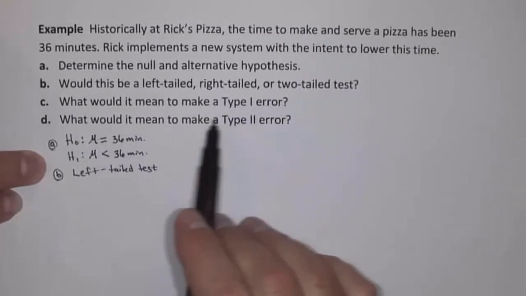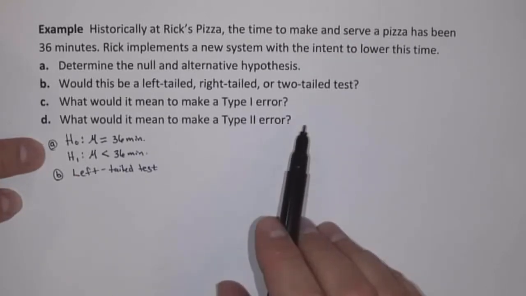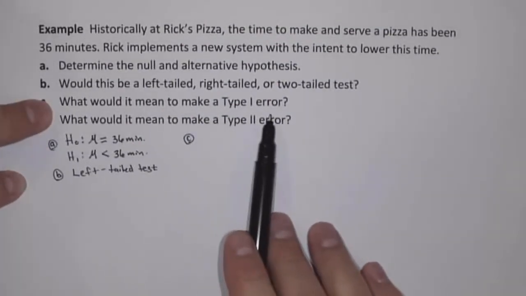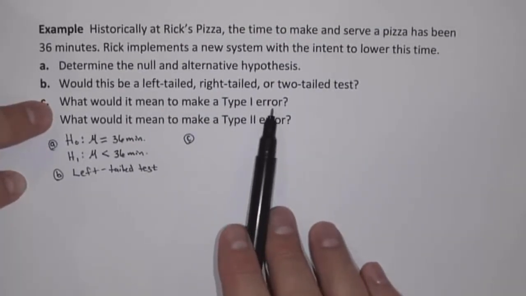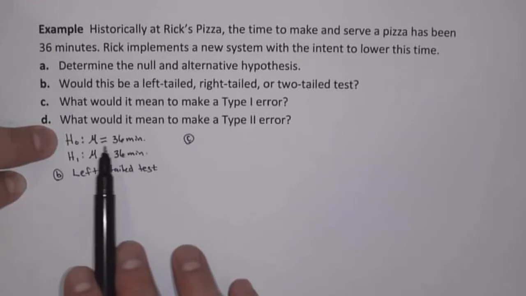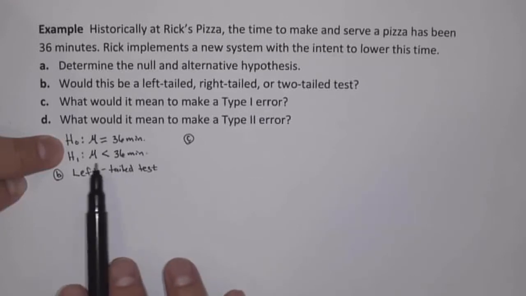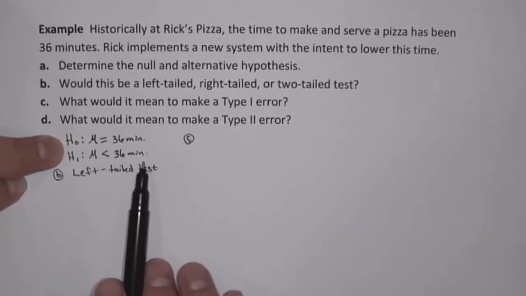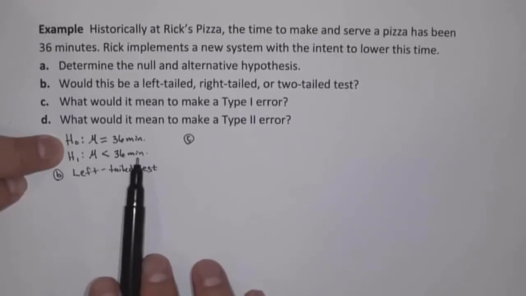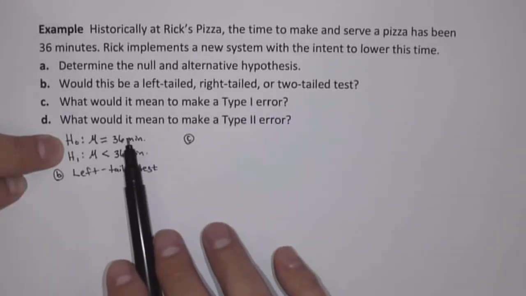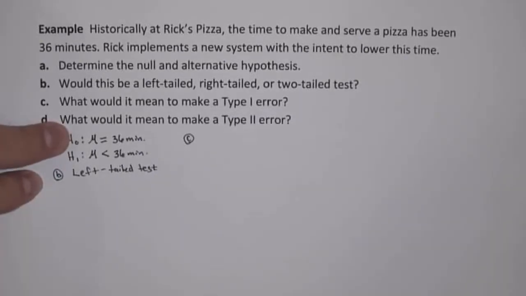Now, question C. What would it mean to make a type 1 error? Well, let's do that up here. So remember that a type 1 error is rejecting the null hypothesis when in reality the null hypothesis is true. So if we reject the null hypothesis, we're going to conclude that the alternative's true. We're going to conclude that it now takes less than 36 minutes to make and serve a pizza. But if it's a type 1 error, that means we rejected it wrongly, that we're concluding that it takes less than 36 minutes, but the reality is this null hypothesis is still true. It still takes 36 minutes.